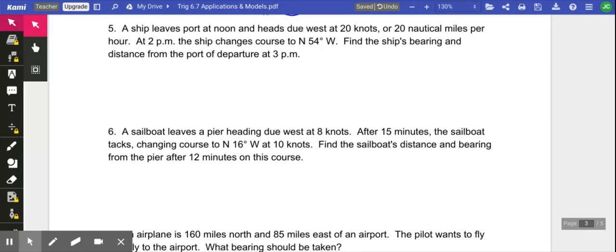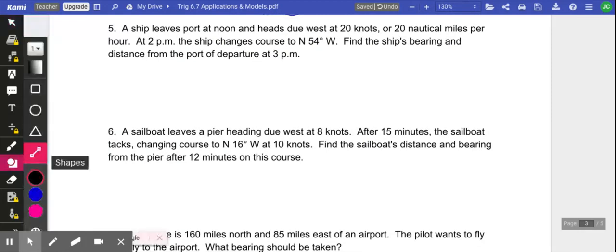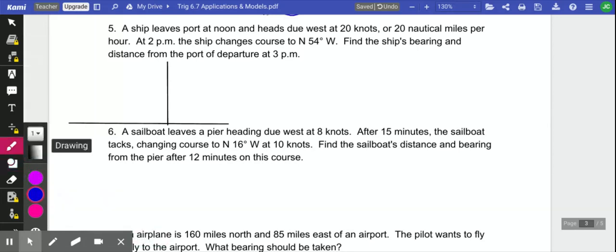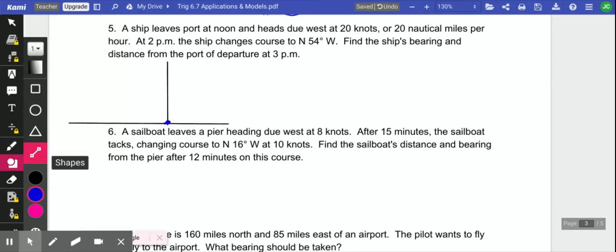The key on all of these word problems is drawing a good picture, so I'll be really careful. So we have a ship that's leaving port at noon, and it heads due west at 20 knots. So I am going to draw this on the coordinate plane, and we'll say that it's starting from the origin. Okay, so first we're going to go due west at 20 knots. So right there, that's good.